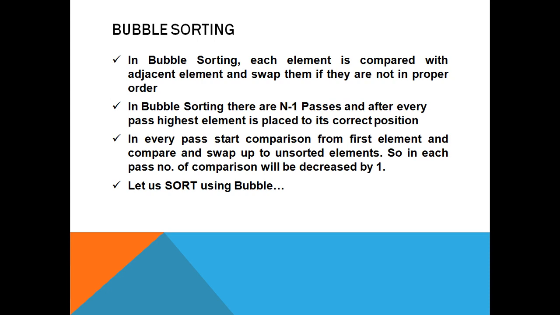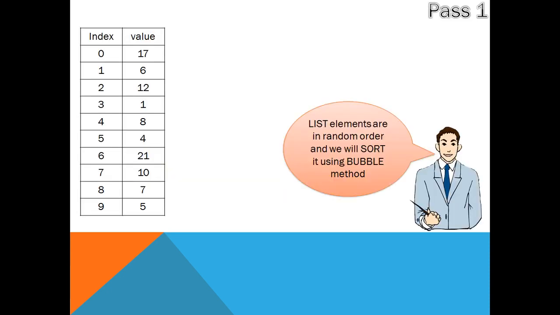For example, at the end of the first pass, the number of comparisons is reduced by 1. In the second pass, 2 comparisons are reduced. In the third pass, 3 comparisons are reduced, and so on. Let us sort using bubble sort. Now you can see here, indexes from 0 to 9, with elements 17, 6, 12, 1, 8, 4, 21, 10, 7, 5. How will bubble sort take place? Let us see in pass 1. Pass 1 means that right from the beginning, pairs of elements are compared till the last pair.